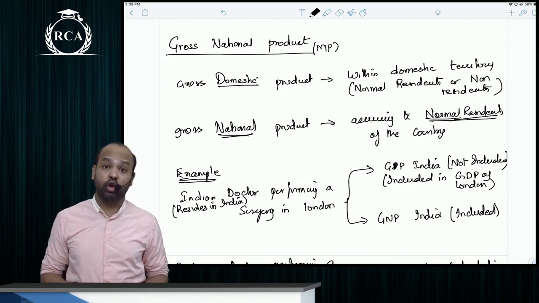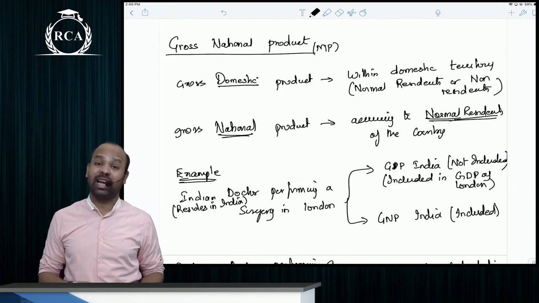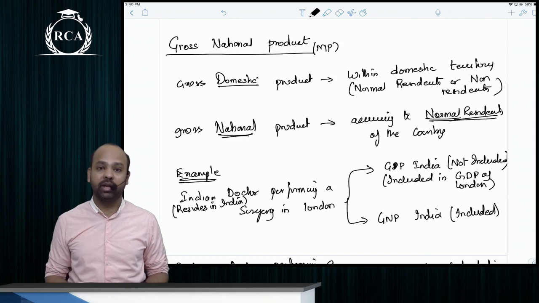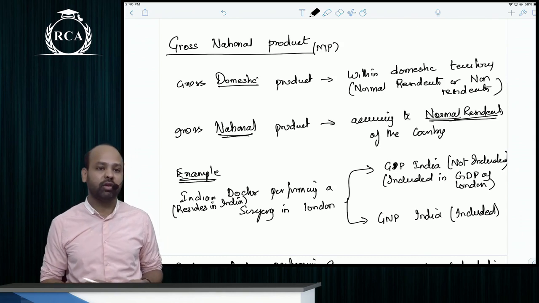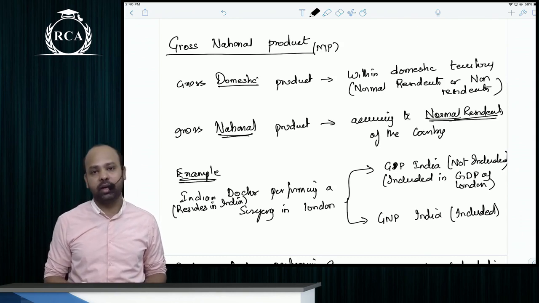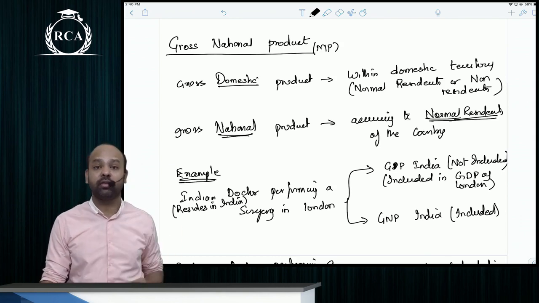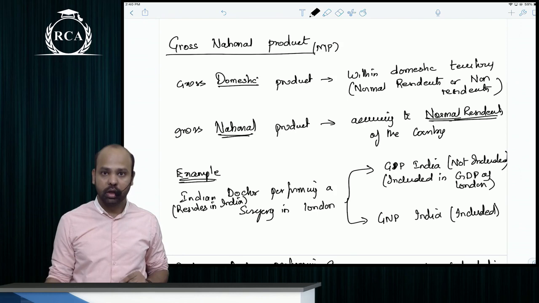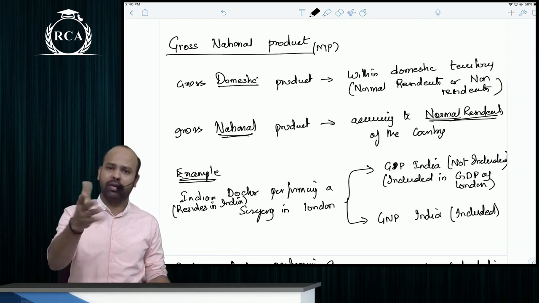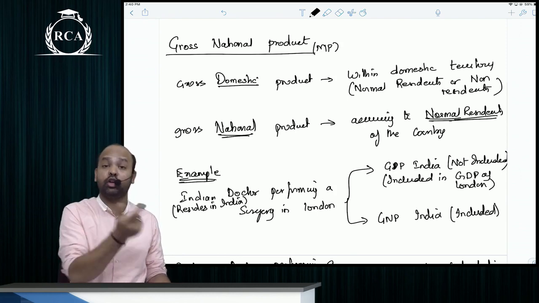Now, from gross domestic product we moved on to gross national product. National product is basically accruing to normal residents of a country. The difference between domestic and national product is that domestic is within the domestic territory of a country. It is still the market value of all final economic goods and services produced within the domestic territory.